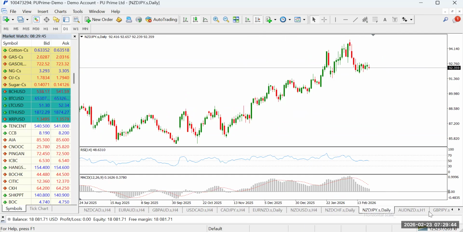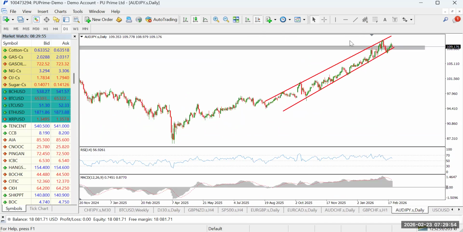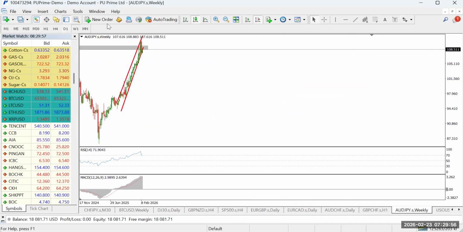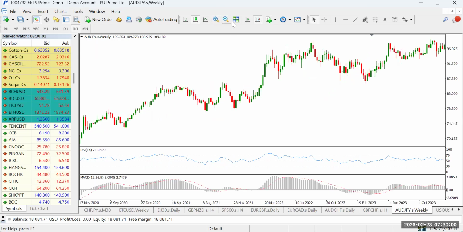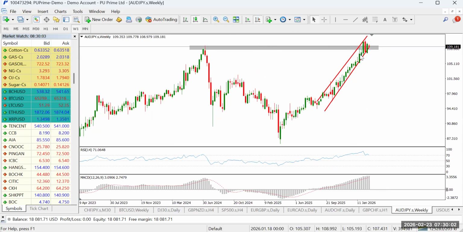And this is NZD, not AUD. So let me scroll to AUD JPY. Now for AUD JPY, I have a bearish outlook, and this is my view.